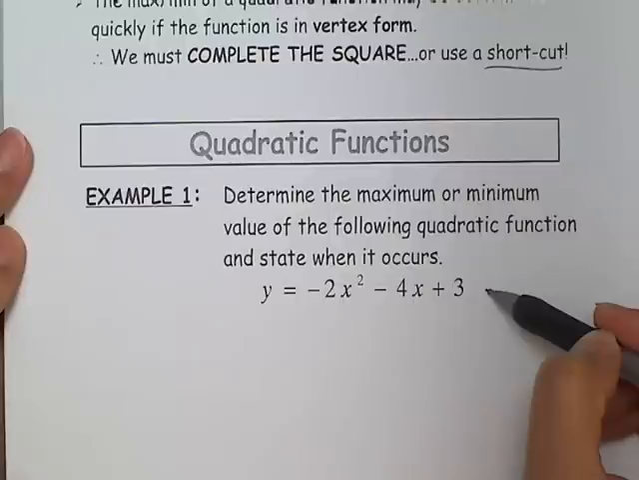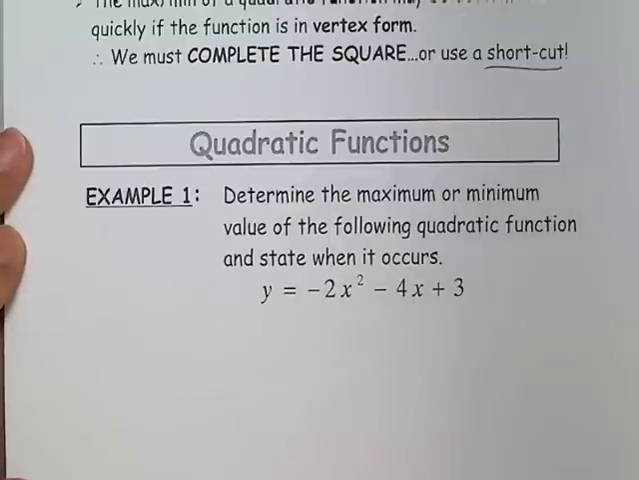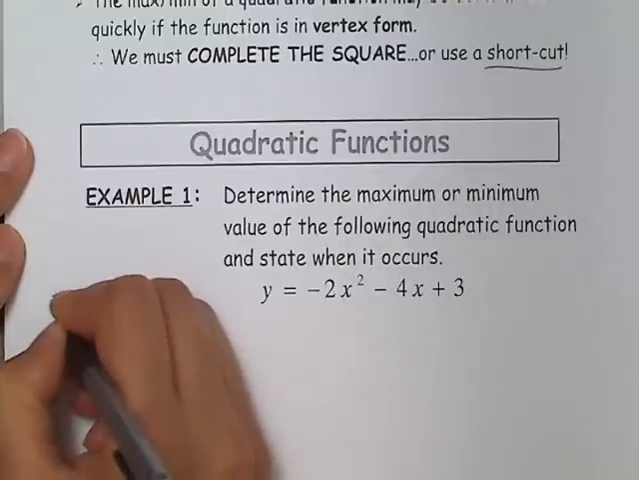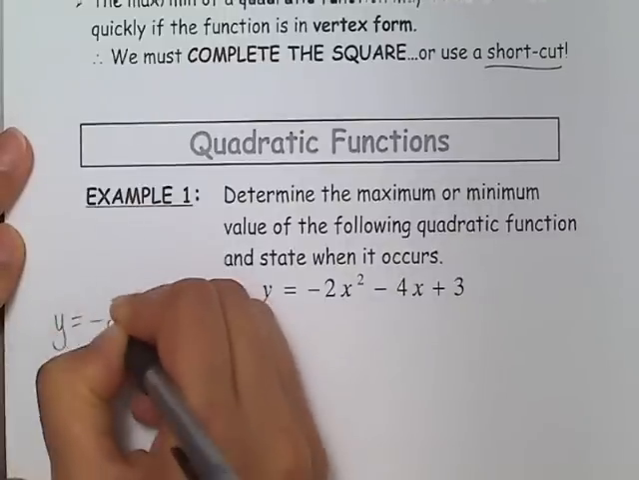There's a couple of different ways you can do this. One way is by completing the square, so that'll be one of the methods I use to show you. And then the other method is by using a shortcut. So let's start by using the one you're familiar with.